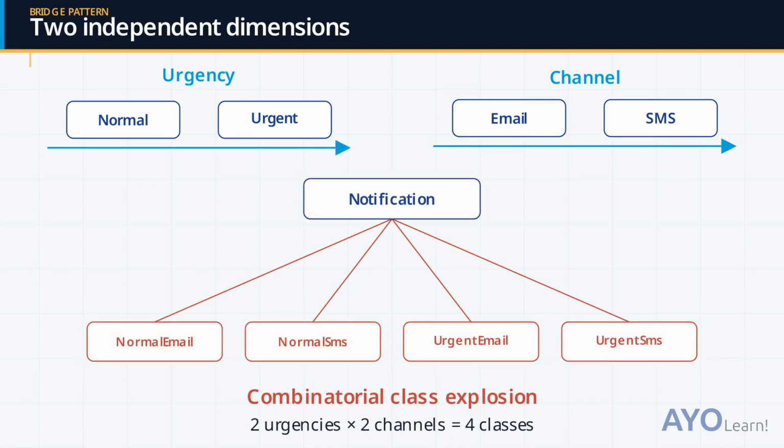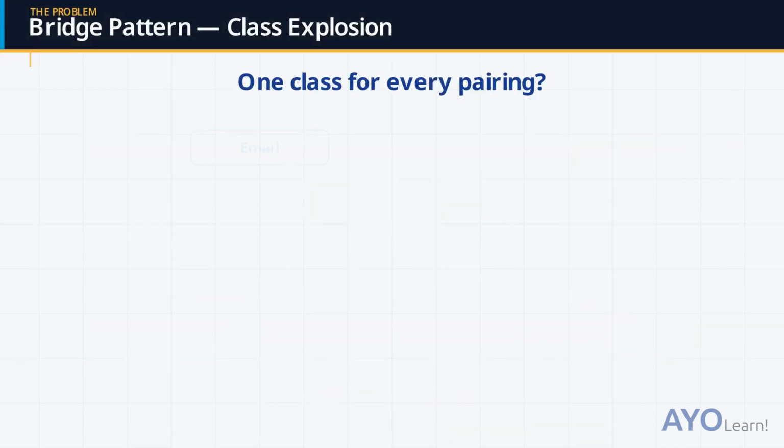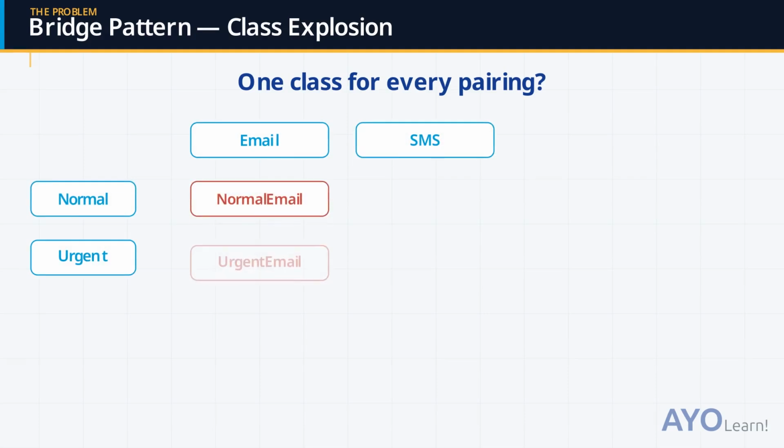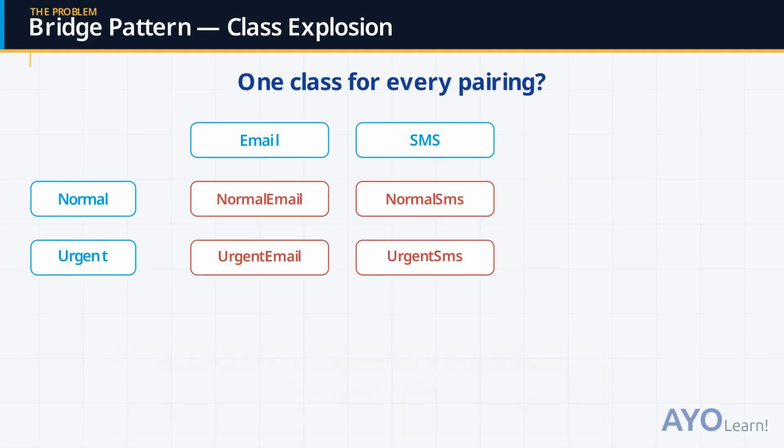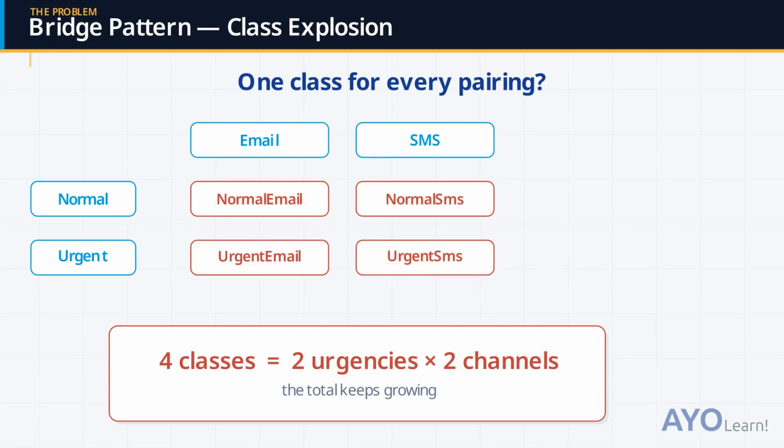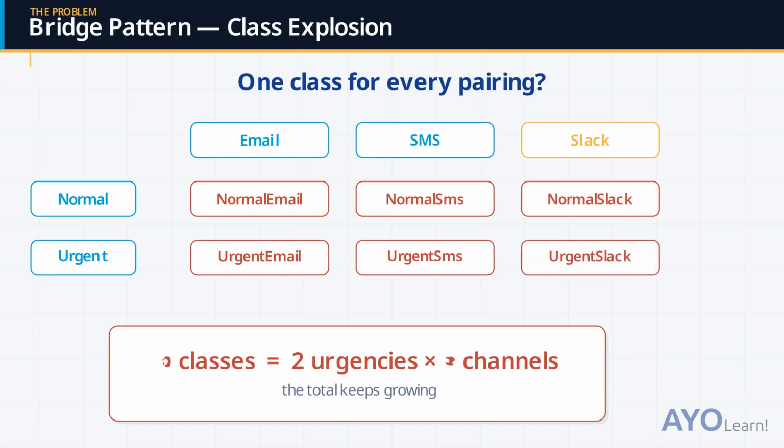Yet a single inheritance tree forces both ideas to tangle together, mixed into one, growing harder to extend. Imagine a separate class for every pairing of urgency and channel. Normal email, normal SMS, urgent SMS. They pile up dangerously. Now add a new channel, Slack, and the classes multiply again for each urgency level. This is the class explosion. Urgencies times channels, growing endlessly.